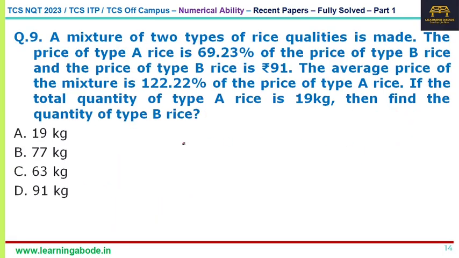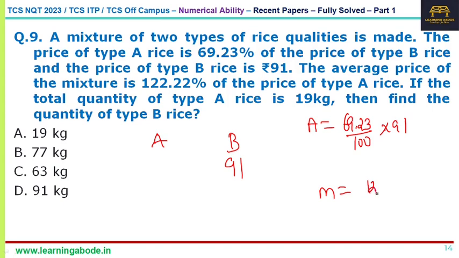Now let's come to this question here. You have A, B and the mixture. B cost 91 is given. The mixture cost and A they have given in terms of percentage. So A is equal to 69.23% of 91. And similarly the mean value they have given as 122.22% of A. This is what they have given.